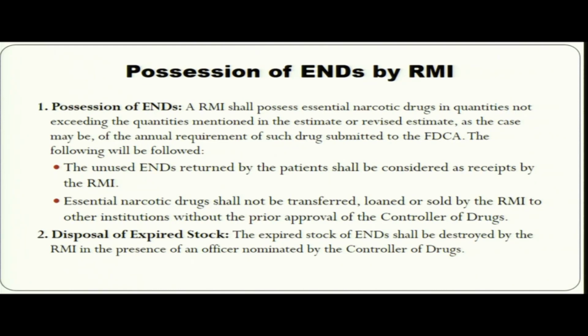Possession of Ns. An RMI shall possess essential narcotic drugs in quantities not exceeding the quantities mentioned in the estimate or revised estimate, as the case may be, of the annual requirement of such drugs submitted to the FDCA. The following will be followed: the unused Ns returned by the patient shall be considered as receipts by the RMI. Essential narcotic drugs shall not be transferred, loaned or sold by the RMI to other institutions without the prior approval of the controller of drugs.